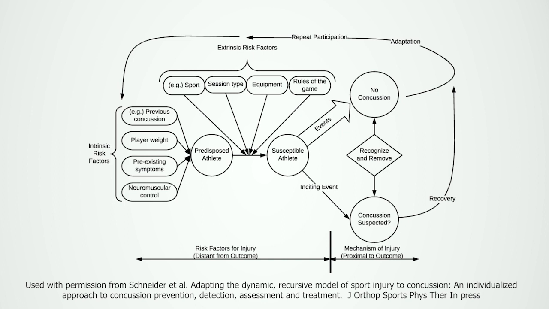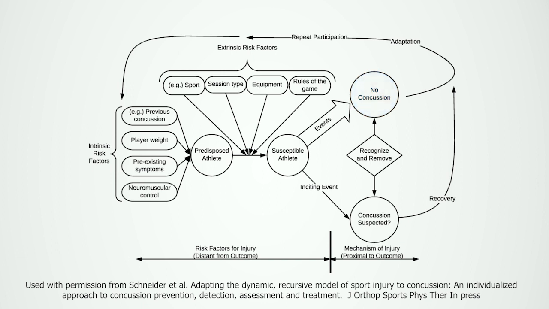So, what does prevention look like for a specific patient or athlete? Well, each person has their own set of factors that may alter their risk of concussion. They can be intrinsic or internal to the person themselves, or extrinsic and related to the game or sport that they're playing in. Many events can occur during sport, and there's no injury and no concussion.